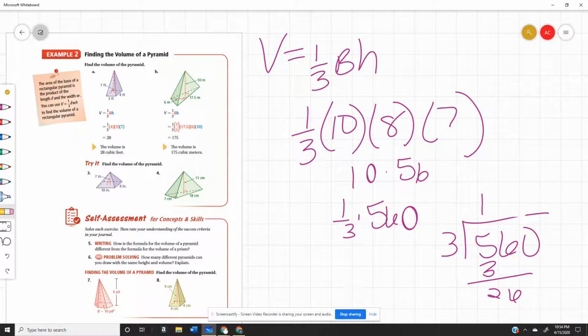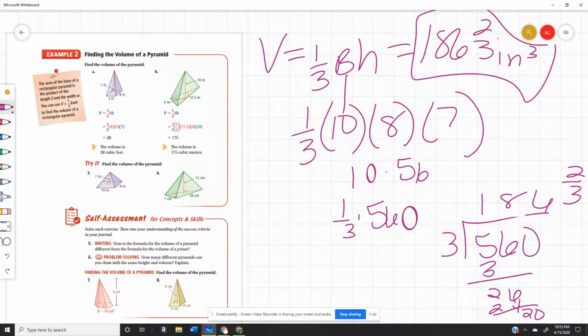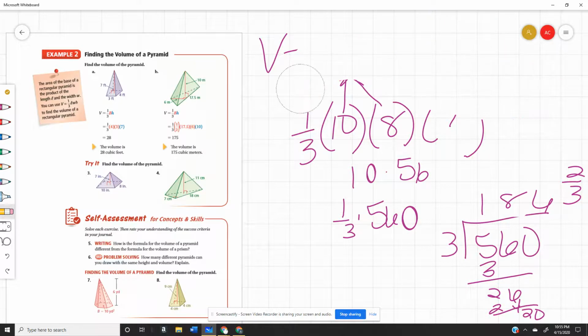So 26. 3 can go into 26 8 times. That's 24, leaving me with 20. 3 can go into 20 6 times? And that's 18, leaving me with 2/3. So the volume on this one is 186 and 2/3 inches cubed. See, my math was just basic math, okay? So again, same thing. These two multiplied together equal the area of the base, okay? Let's erase. And we'll do try it number 4.